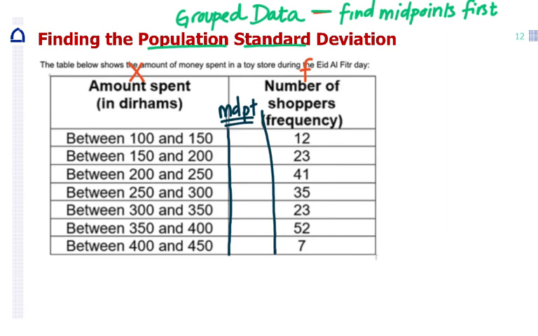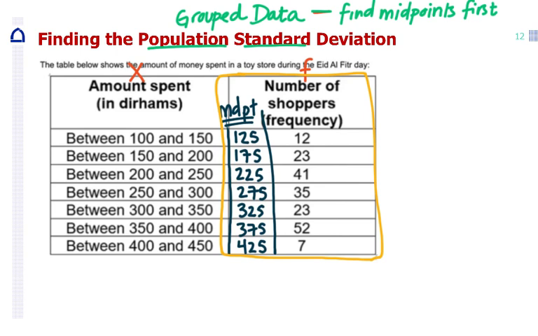So if we were to add 100 and 150 and then divide by 2, we would get a midpoint of 125. I'll do this quite quickly. The midpoint here would be 175, 225, 275, 325, 375, and lastly 425. So when we enter our data into the calculator, we are going to use these 2 columns. We would use this column for our data and the second column for our frequency.